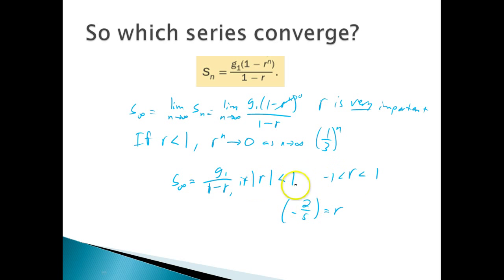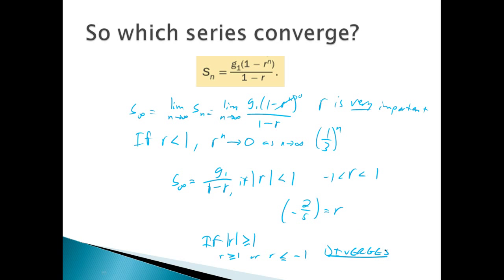Now this also means that if absolute r is bigger than 1, that means if r is greater than 1 or r is less than negative 1, or we can put an equal to sign here, because if r is 1, that means that we have the same term over and over again. We have g1, g1, g1. If you add all those together, you're just going to diverge. So if absolute r is greater than or equal to 1, then it diverges.